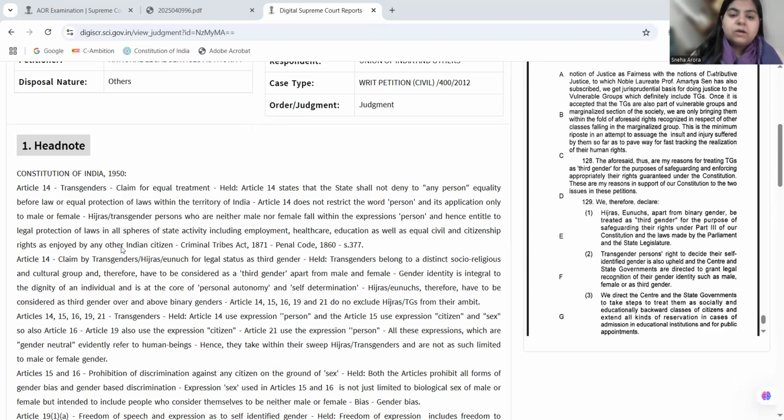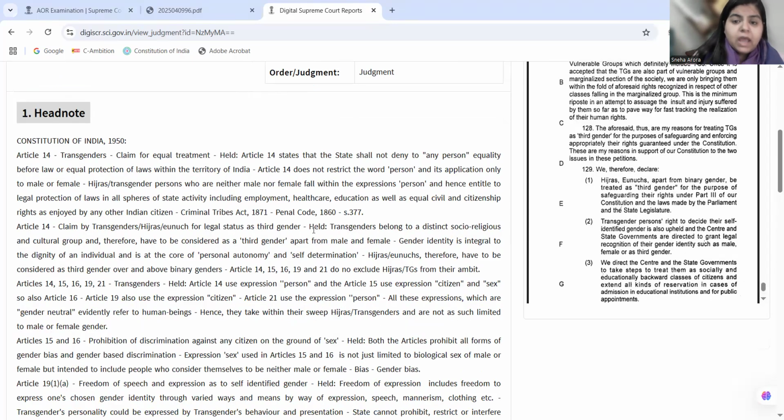Now in this case, the Supreme Court is holding that transgenders belong to a distinct socio-cultural group, and because they do not identify either as male or as female, their identity is beyond gender. So we need to include them as a third gender apart from the binary of male and female, so that we can ensure their personal autonomy and the right to self-determine themselves. They have the right to express that they are beyond gender, they are not in the binary of male or female, and that right is guaranteed to them under the freedom of expression contained in Article 19 of the Constitution of India.